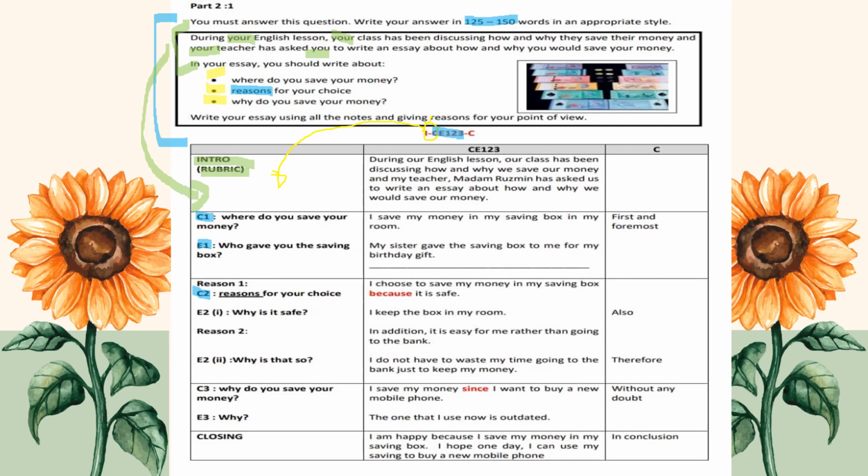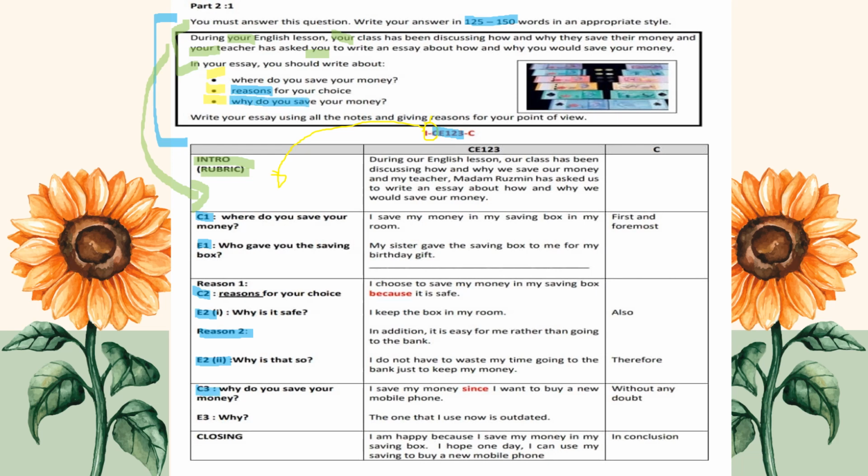Okay, so I want them to come up with only 2 reasons. For each reason, they have to come up with the E, the elaboration. So we have reason 2 here and also elaboration for reason 2. And then we go to the last task, that is, why do you save your money?